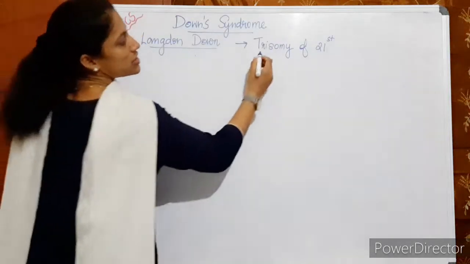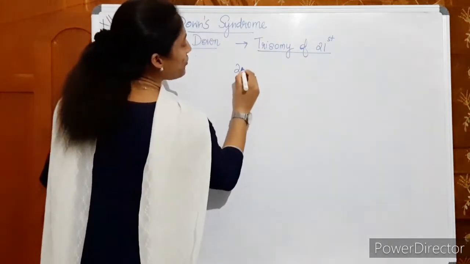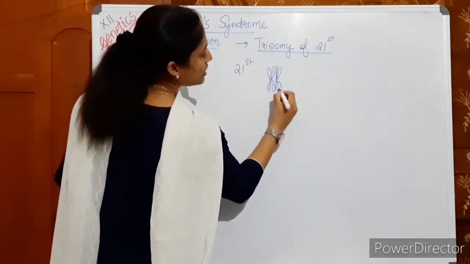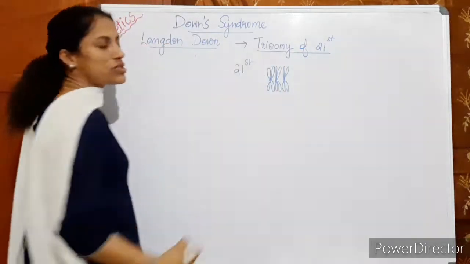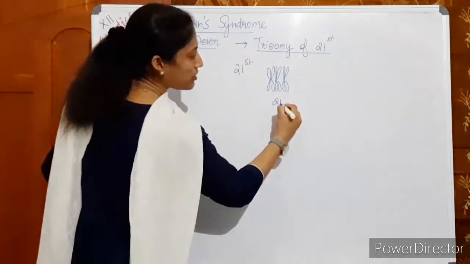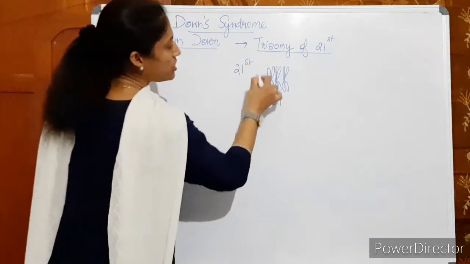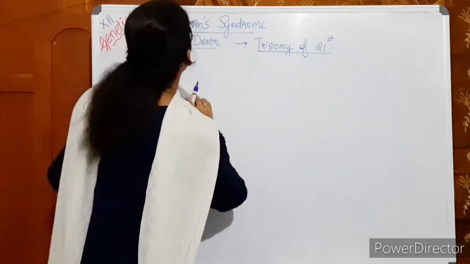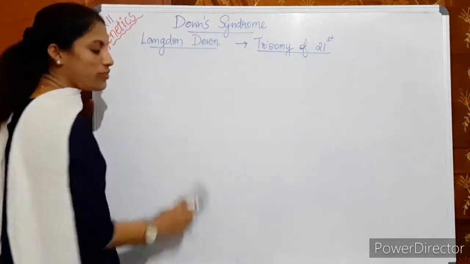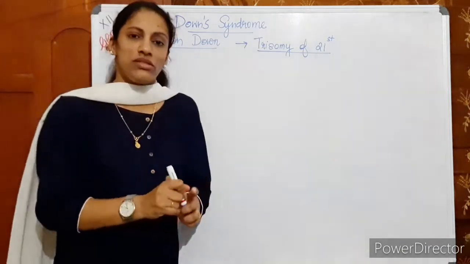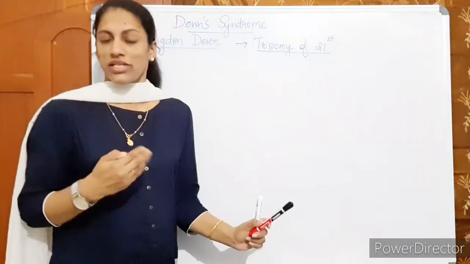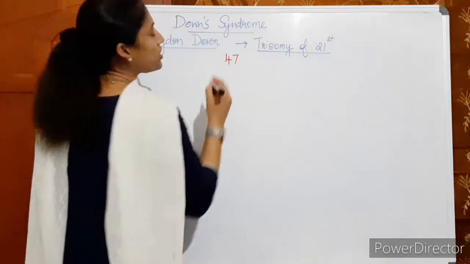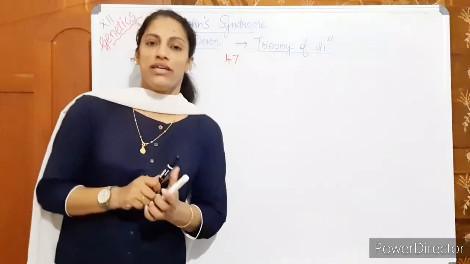In this case, trisomy of 21st means in the 21st pair of chromosome, there is one more chromosome. There are 3 chromosomes. One chromosome is extra in the 21st pair. Okay? And this is what is trisomy of 21st. So these Down syndrome patients will be having how many total chromosomes? To the total set, 1 is added. So the patients of Down syndrome will be having 47 chromosomes in each cell.